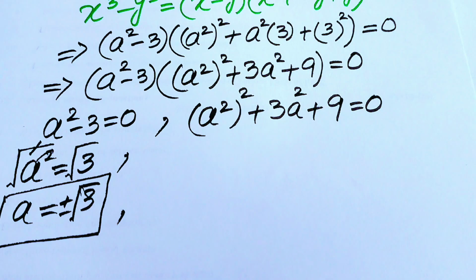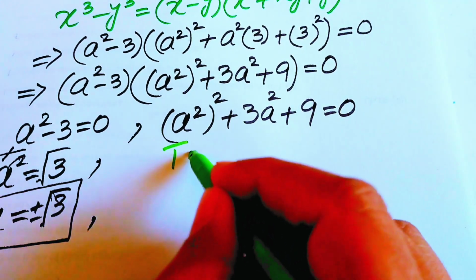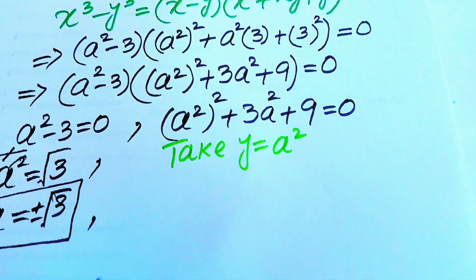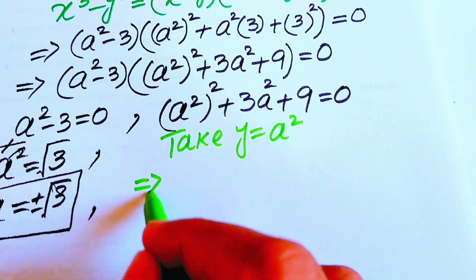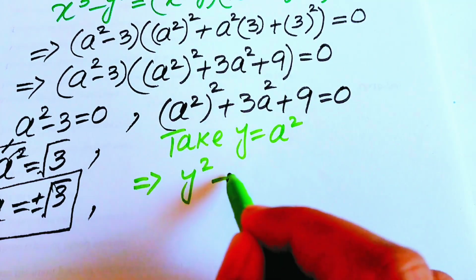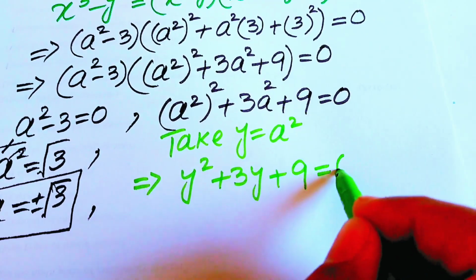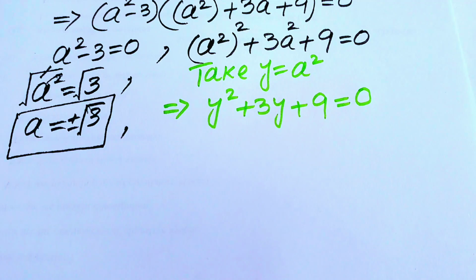And now first we convert this equation into the quadratic form. So here we just take y equals a square. When you substitute this a square equals y, the above equation will be written as y square plus 3 times y plus 9, and this whole equals 0. So now we need to solve this quadratic equation. Here we use the quadratic formula in order to solve this equation.